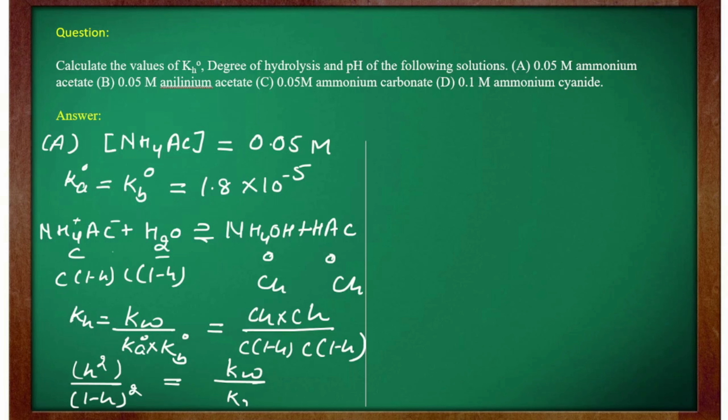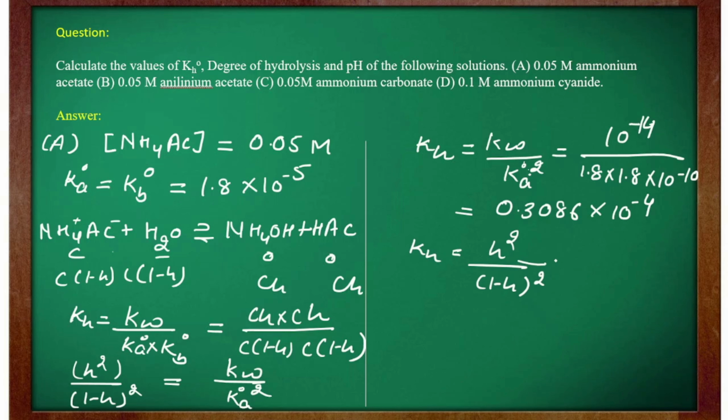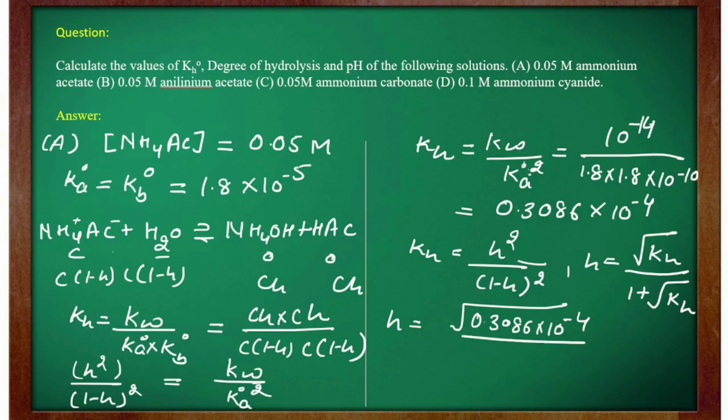On putting the equilibrium concentration of ammonium hydroxide and acetic acid and ammonium acetate, Kh is equal to square of h divided by 1 minus h. Kh is also equal to Kw divided by square of Ka. By putting the value of Kw and Ka, Kh value comes out to be 0.3086 multiply by 10 raised to power minus 4. Degree of hydrolysis is equal to square root of Kh divided by 1 plus square root of Kh. By putting the value of Kh, degree of hydrolysis is equal to 0.55 multiply by 10 raised to power minus 2.